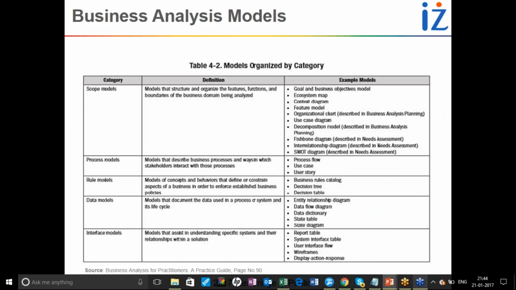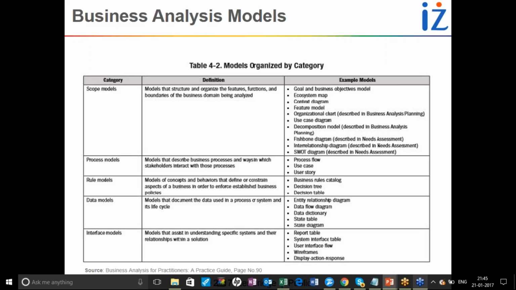And here we explored the different scope models. Only a few scope models are described in detail in the elicitation and analysis domain, because as I already told you, scope models can be used in the need assessment domain, and the tools and techniques and models which have been described earlier have not been described here in the elicitation and analysis domain.